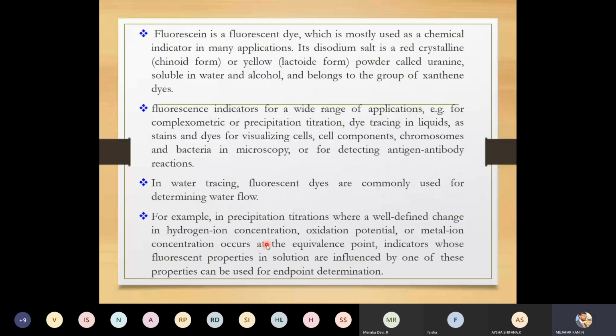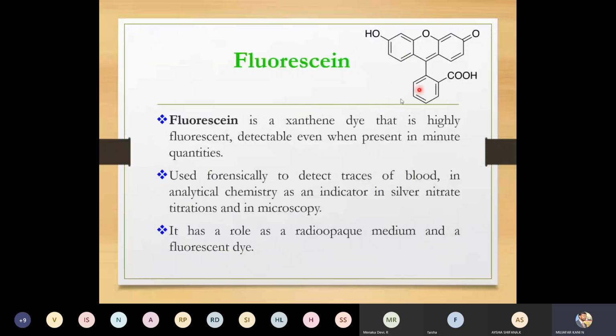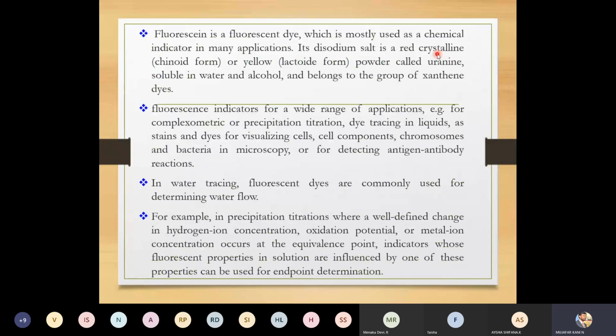Fluorescein is a fluorescent dye which is mostly used as a chemical indicator in many applications. Its disodium salt is a red crystalline or yellow powder called uranine. Uranine is soluble in water and alcohol and belongs to the group of xanthene dyes. Then fluorescein is an indicator for a wide range of applications.